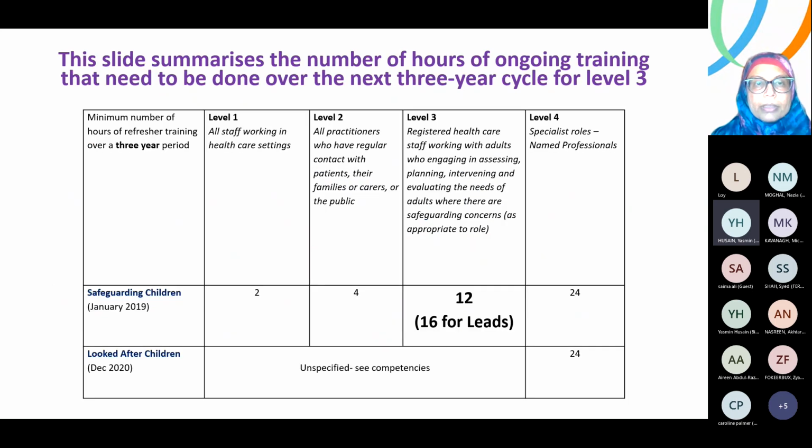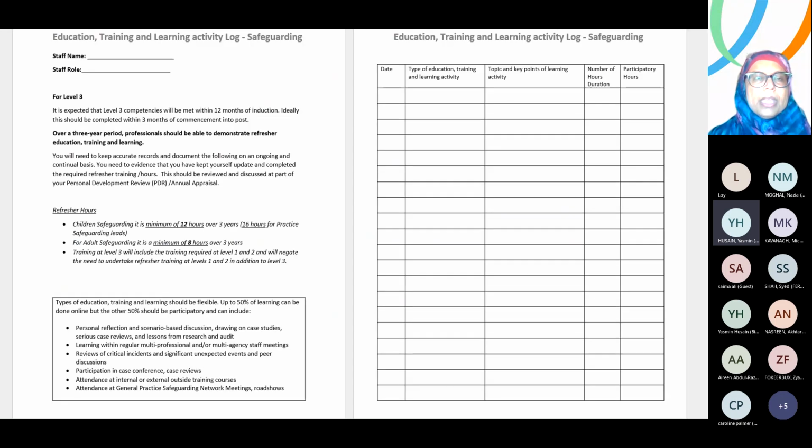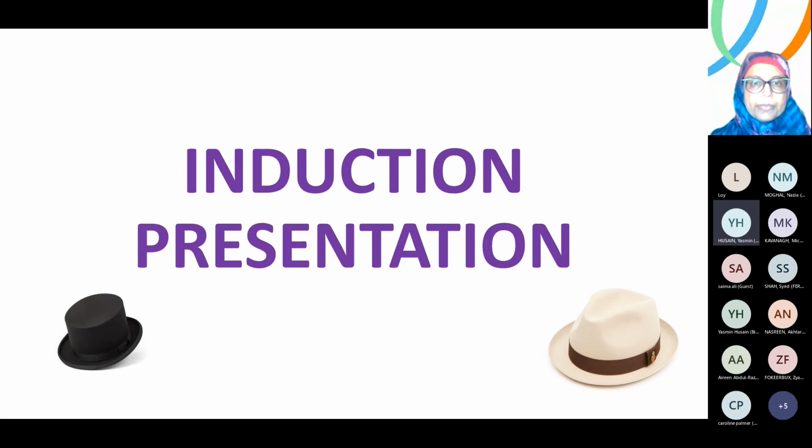So you need to tell them that over 3 years we need to do 12 hours of safeguarding children, and if you're the safeguarding lead for the practice, you need to do 16 hours. And I'd recommend as well, for those of you who are safeguarding administrators, you would want to aim towards the 16 hours. And this is all on a page, it's a template, it recaps what I've just said about the hours for adult and children, and then it gives you a place to document all your learning. And then you can take that from job to job or show it to your employer every year.